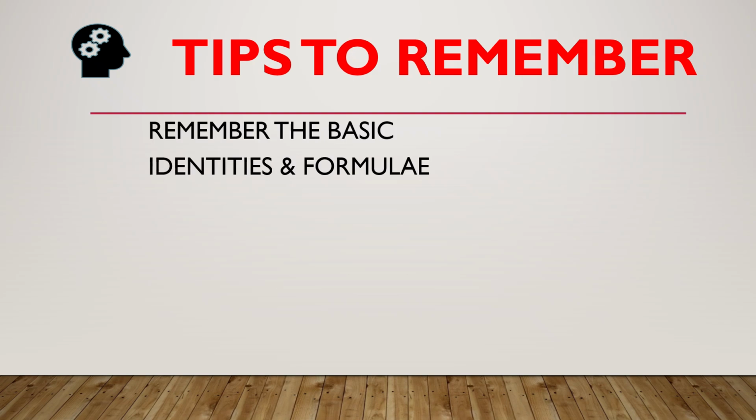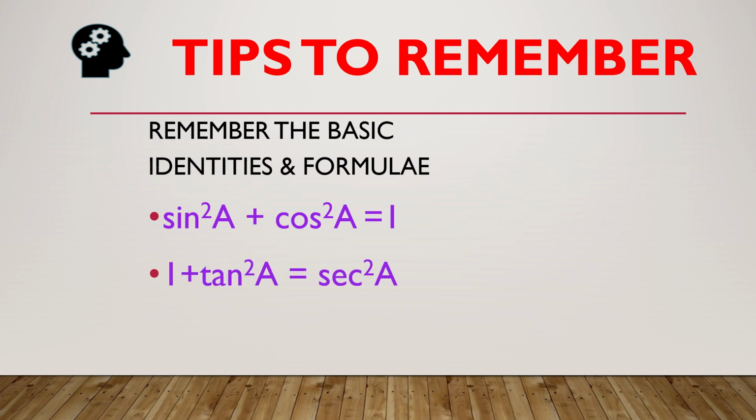You should remember the basic identities and the formulae. There are three identities: sin square A plus cos square A equal to 1, 1 plus tan square A equal to sec square A, and 1 plus cot square A is equal to cosec square A.